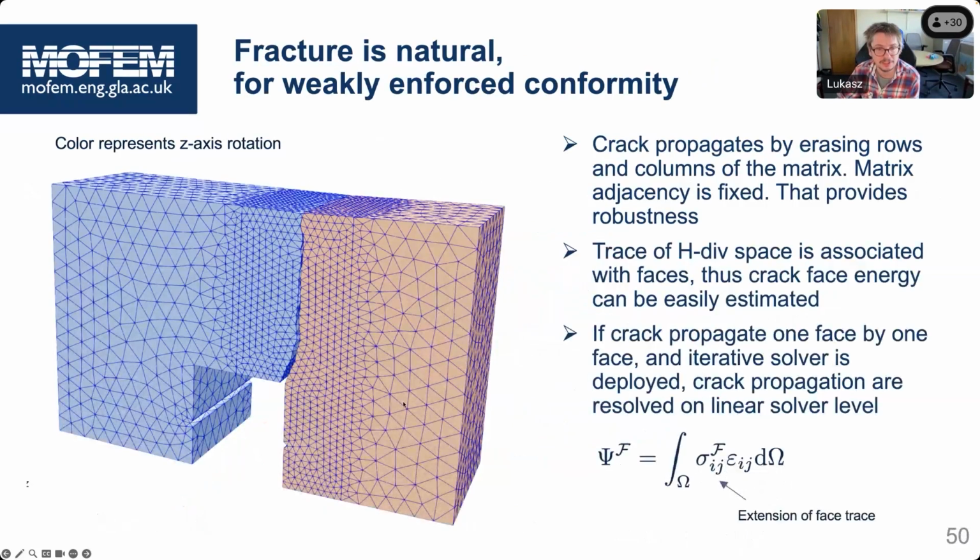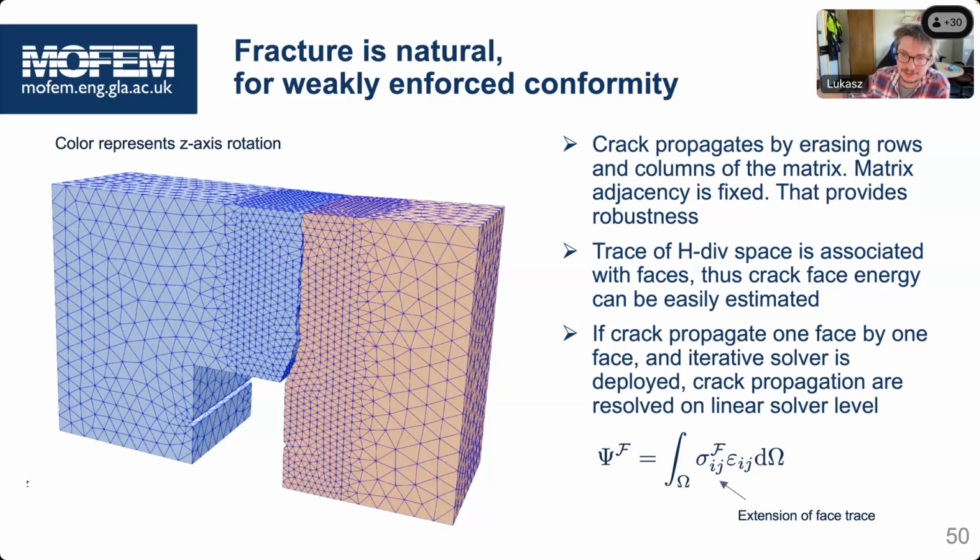When we exploit that fact, when we solve the problem, we can calculate the face release energy after we get the solution. And when we decide that we want to break the face, we simply remove rows and columns from the matrix, and the crack propagates. Then we can calculate the release energy again, and when a certain criterion is satisfied, we can release it again and again and again. So crack propagation practically happens on the linear solver level.